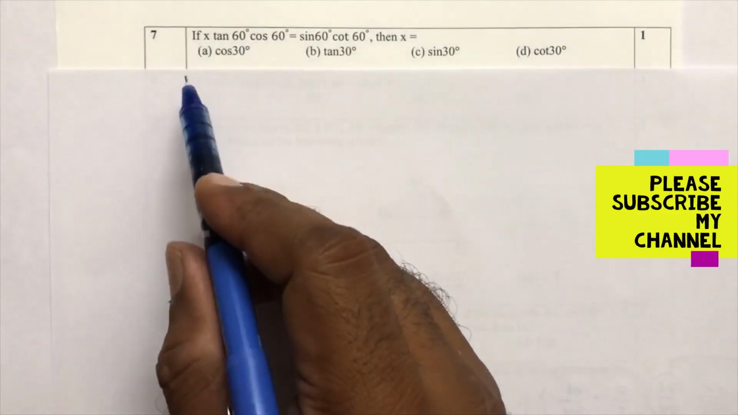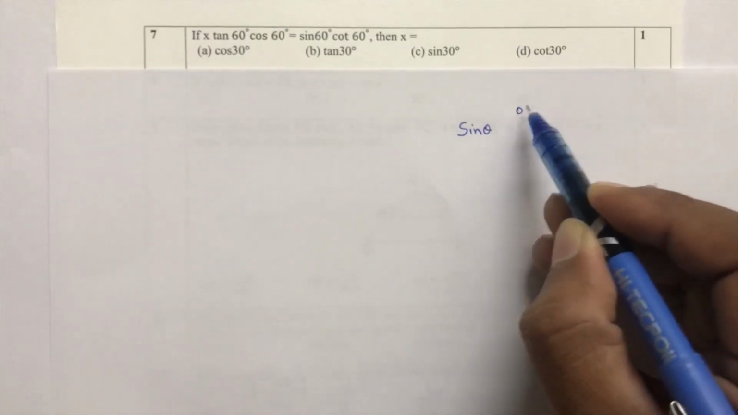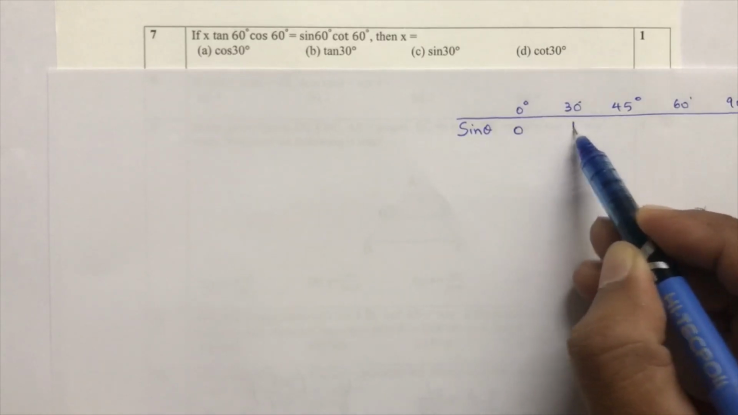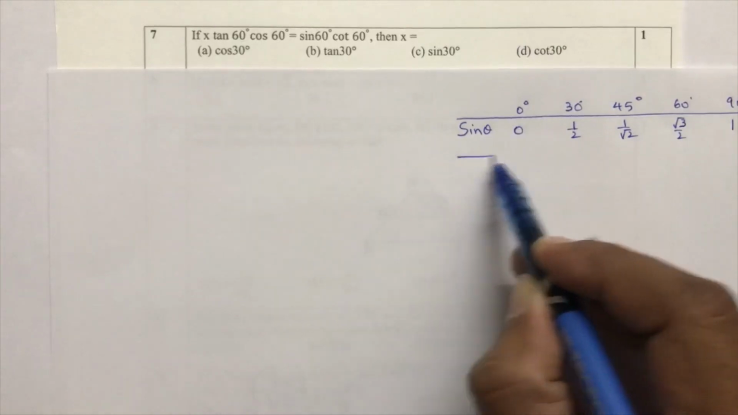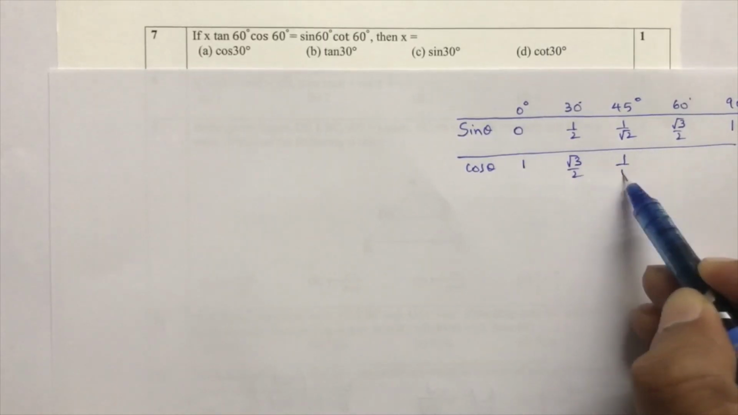The seventh MCQ is based on the table. If you remember the values of sine, cos, tan for standard degrees 0, 30, 45, 60, 90, then just for sine, if you remember the three values, you'll get it very easily. Here 0, 1 by 2, 1 by root 2, root 3 by 2, 1. And for cos values, just write from the reverse order: 1, root 3 by 2, 1 by root 2, 1 by 2, 0.